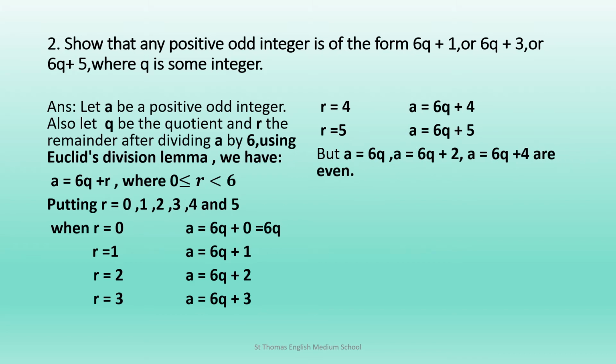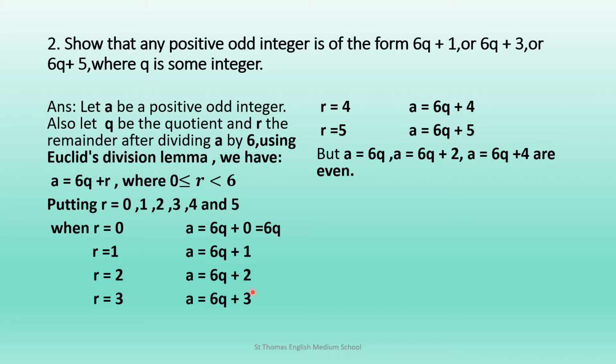Now here we can see that the values when A equal to 6Q, A equal to 6Q plus 2, A equal to 6Q plus 4, these integers are even. Because 6Q is a multiple of 2. You can write 6Q as 2 multiplied by 3 multiplied by Q. And all the multiples of 2 are even numbers.